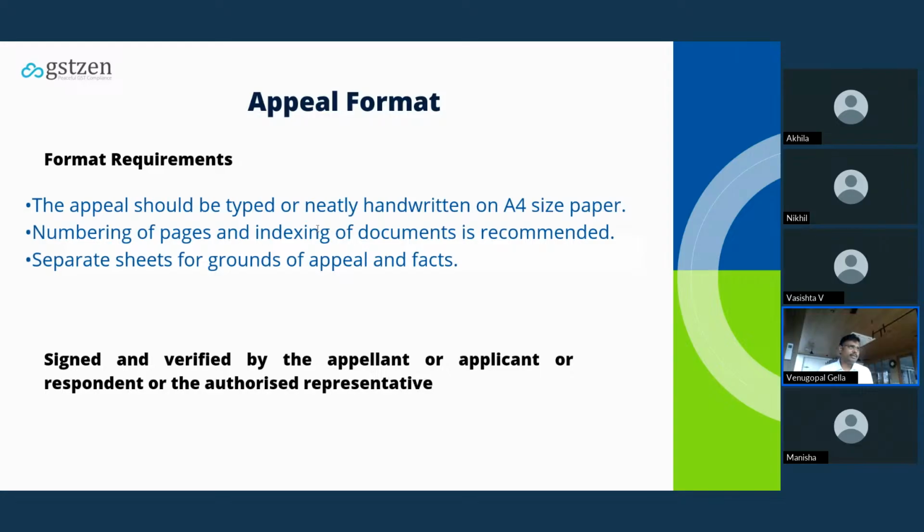There is a concept of paper book. Every party who is filing an appeal should submit a paper book. It would contain the details of the facts that you have relied upon, the cases that you have relied upon. All the large volume of documents would be there in the paper book. This has to be verified and signed by the authorized representative. Rule 26 says who has to sign it.